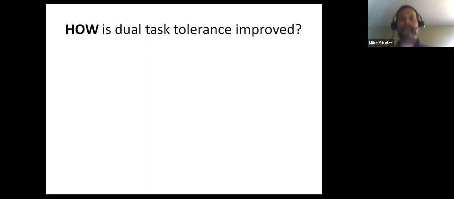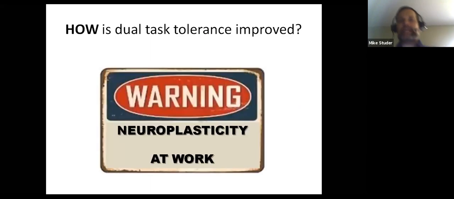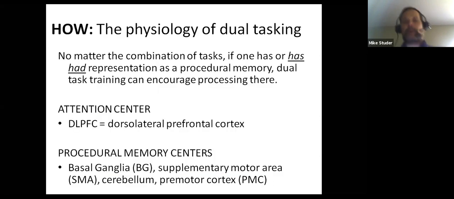So now let's look at how. Dual tasking is improved through neuroplasticity. We absolutely have trainable capacities in dual tasking, and let's take a look at what happens there. The primary attention center, the dorsolateral prefrontal cortex, which you'll see here, the DLPFC, is our main attention center that selects and allocates attention according to your own perception of what is priority in your world at this time.